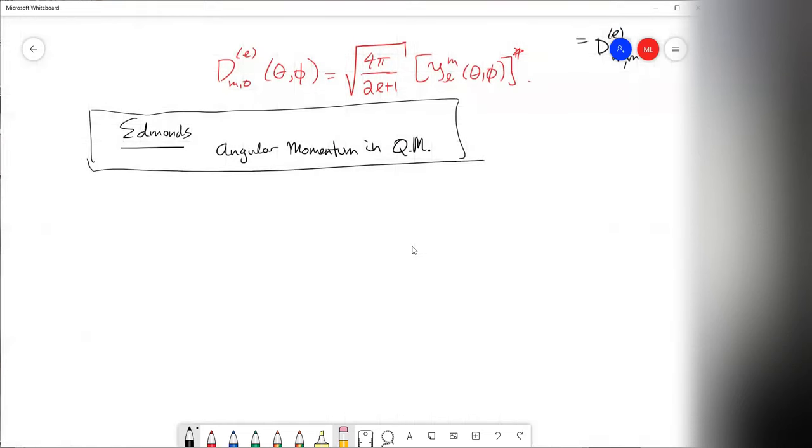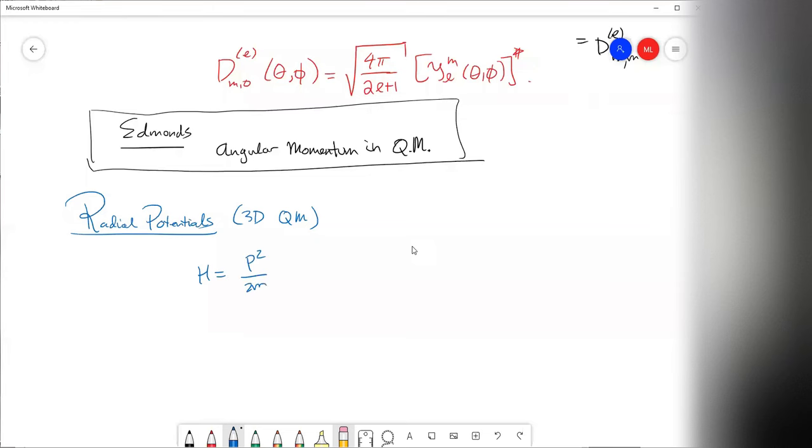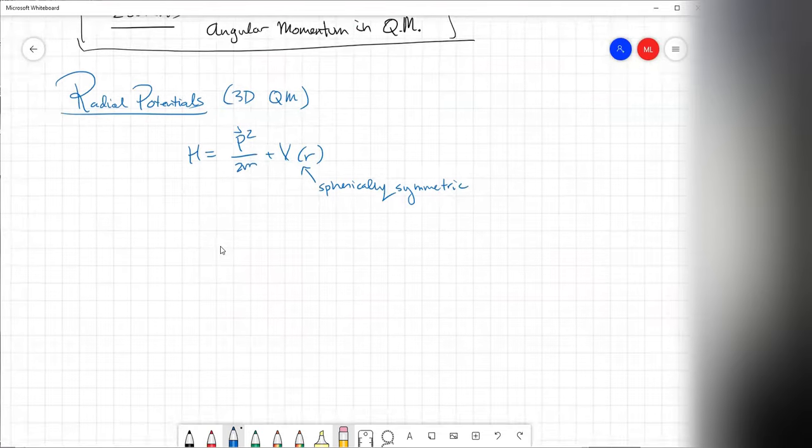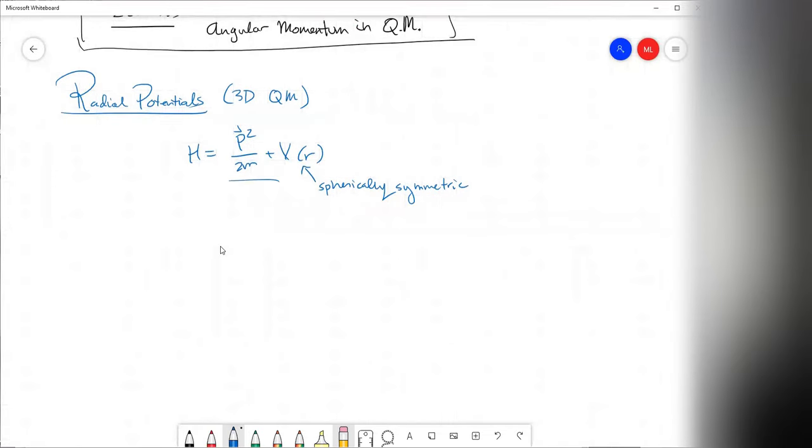Okay, so where I wanted to go now is how do you use all this stuff? You use it to study, of course, things like radial potentials, or 3D stuff. You do 3D quantum mechanics. That's where it really comes in. Because in 3D you have your kinetic and your potential energy, and often this potential energy is spherically symmetric. And that's really where the angular momentum states come into their own, is for Hamiltonians like this.